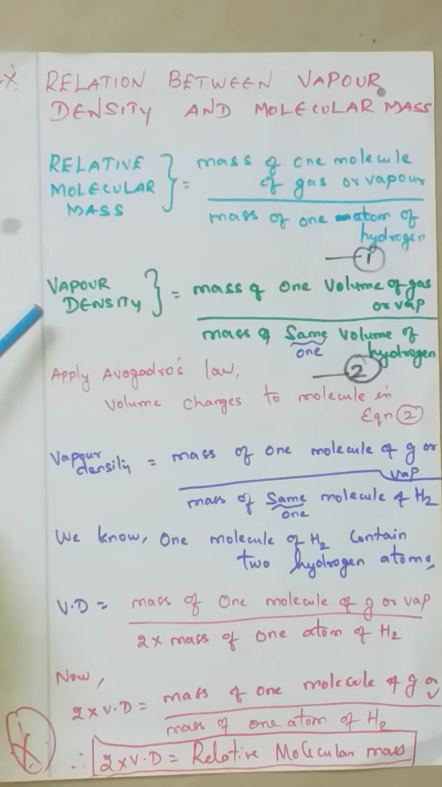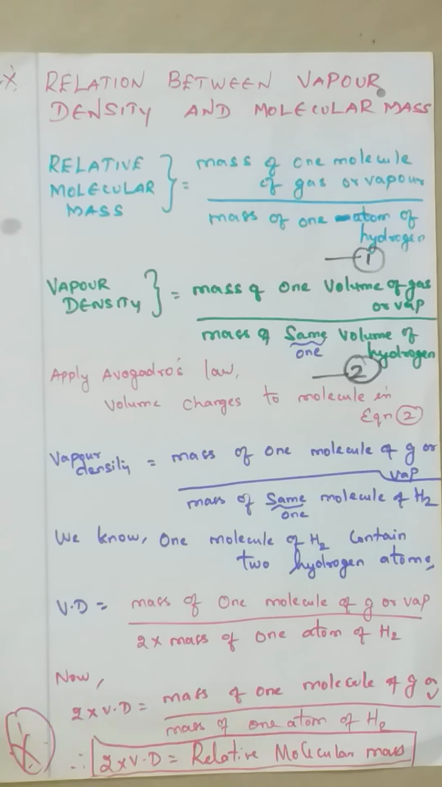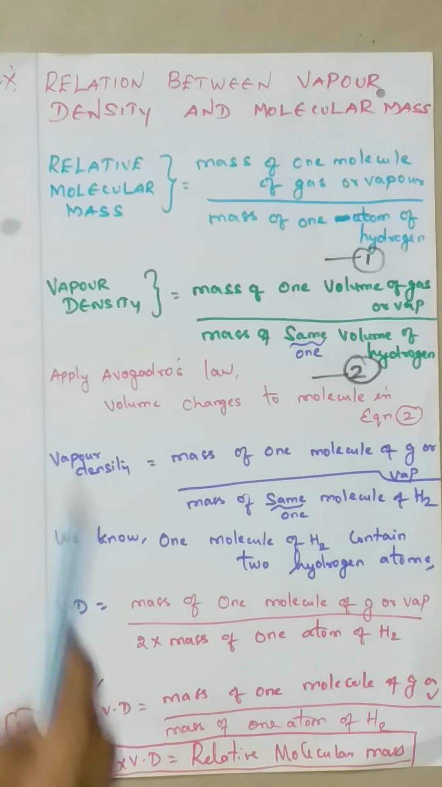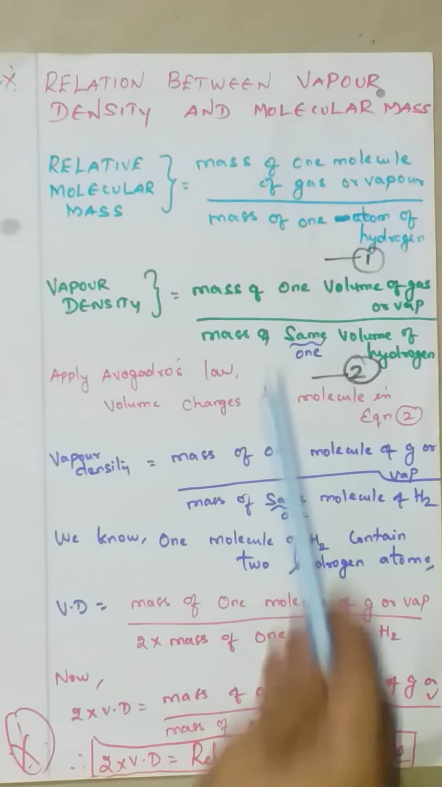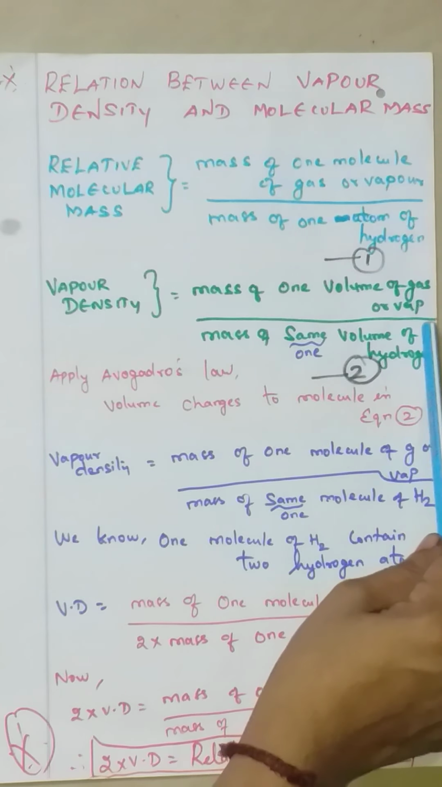Now coming to the definition for vapor density. What do you mean by vapor density? Suppose you place a gas in a closed container. After 1 or 2 hours, inside the lid we see some force or pressure developed. That we call vapor, and as a whole we call it vapor density. So vapor density means the mass of one volume of gas or vapor.